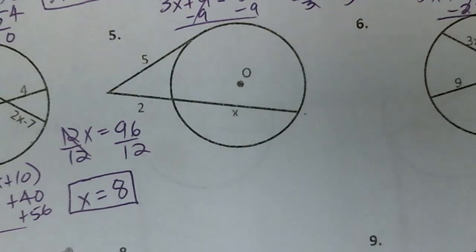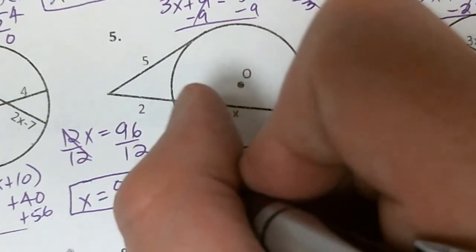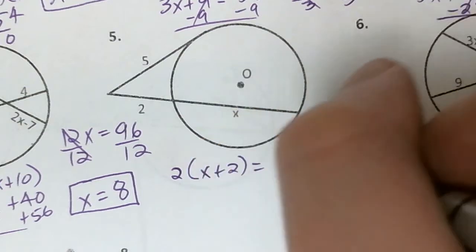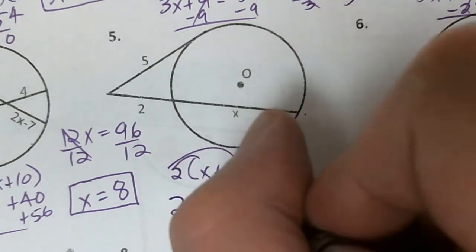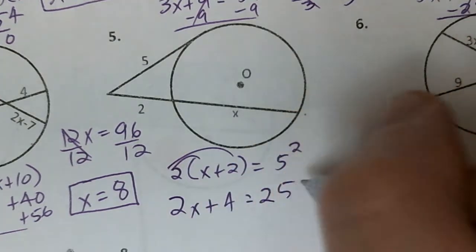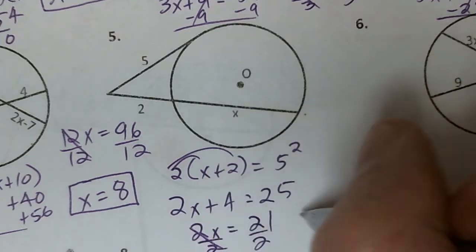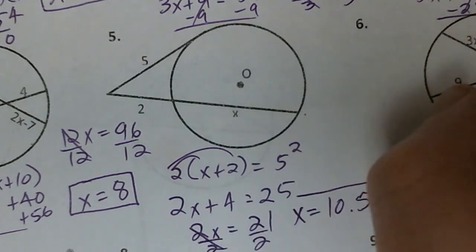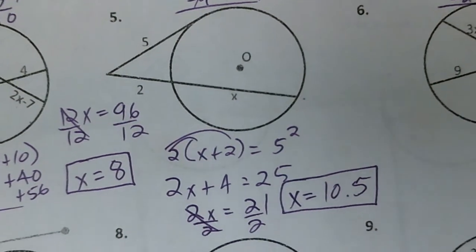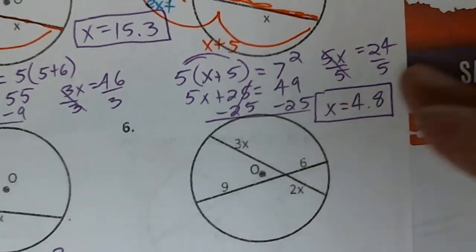Okay, so welcome back. So hopefully you guys were able to work this out no problem. So the whole piece is x plus 2 times the exterior. So the exterior times the whole is equal to tangent squared. And we distribute. I got 2x plus 4 equals 25. Subtract 4, 2x is 21, divided by 2, and hopefully you guys got 10.5. Okay, very good. All right, let's move on. Wet problems are pretty easy. Okay, what kind of problem is this?